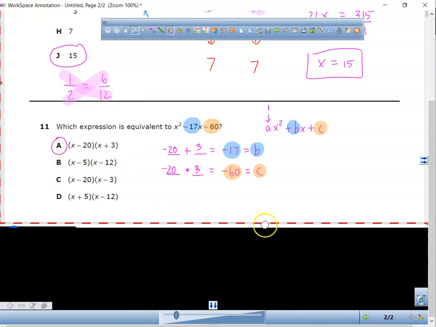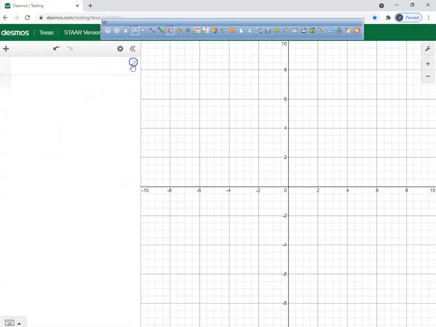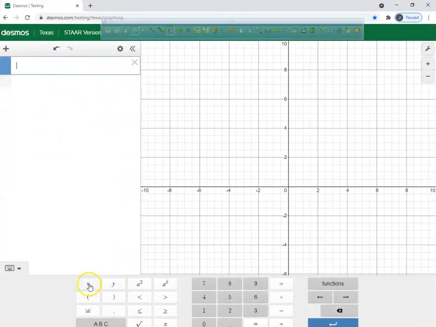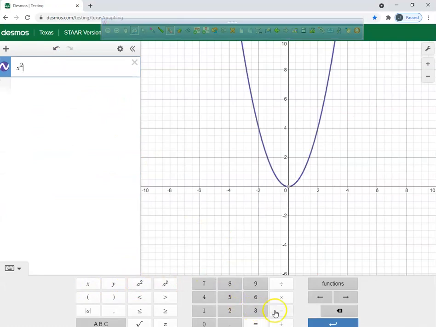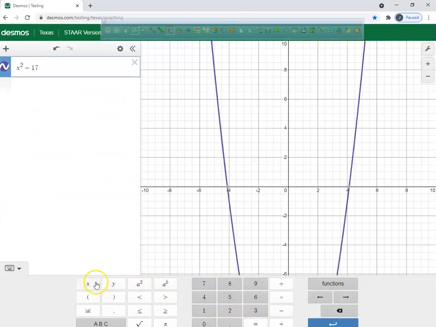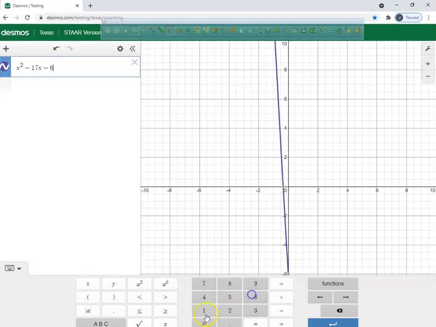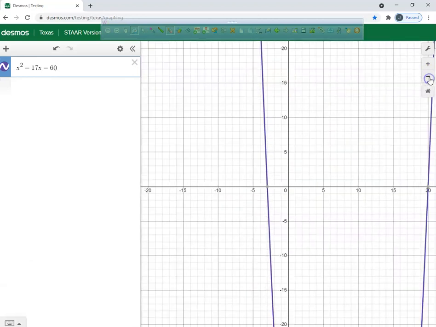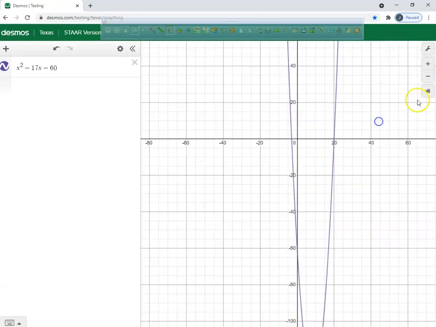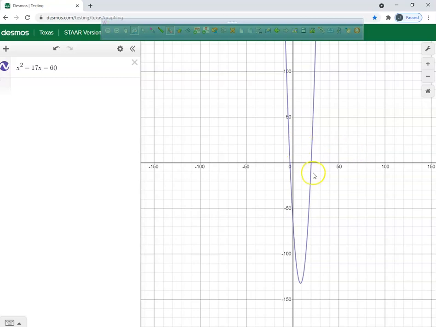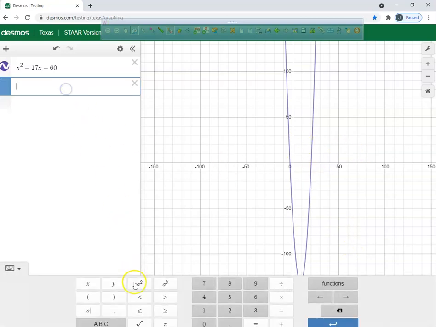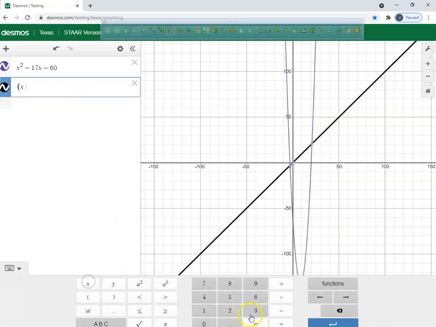Now, there's a Desmos way of doing this. It's very easy, so just follow along with me and do it with me. So I'm going to clear this out. If you would, please, just follow along. Just type in x squared minus 17x minus 60. And if you can't see the whole parabola, that's where this little minus button is to zoom out. See, it says zoom out. It even tells you what it is. Zoom out. So there it is. There's my graph. And then I'm going to type in our answer choice we just found.